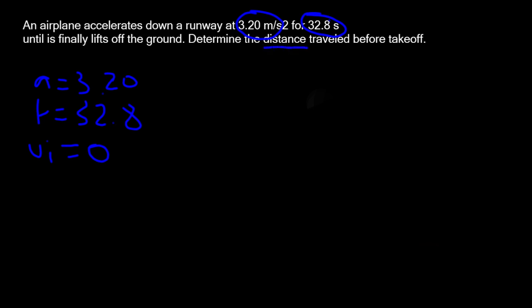So the equation that we can use is distance is equal to VIT plus 1/2 AT squared. We have VI equal to 0, which means that this entire portion is going to be cancelled. So we just have D is equal to 1/2 AT squared.